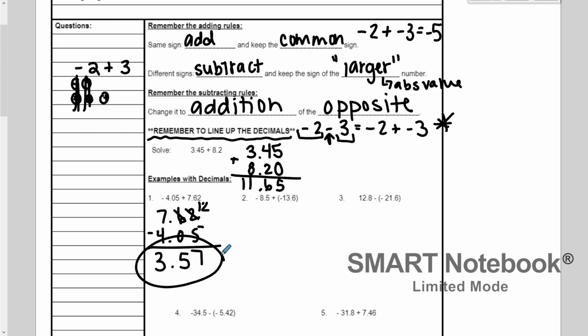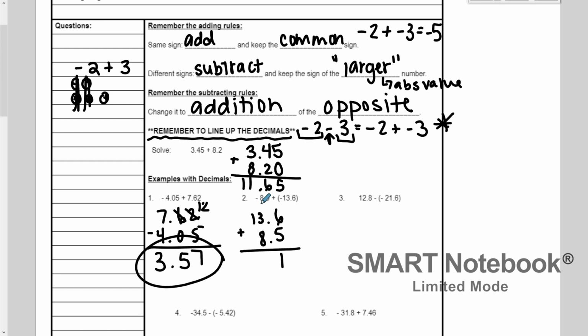Okay, same thing here. Now we have numbers with the same sign because they're both negative. When they have the same sign, we add them and keep their common signs. So we just add our 8.5 and 13.6. When we add, the order does not matter, but to keep it the same so that we never have to question what to do, I like to always put my larger number on top. That way, no matter whether it's subtraction or addition, we're always setting up that problem the same.